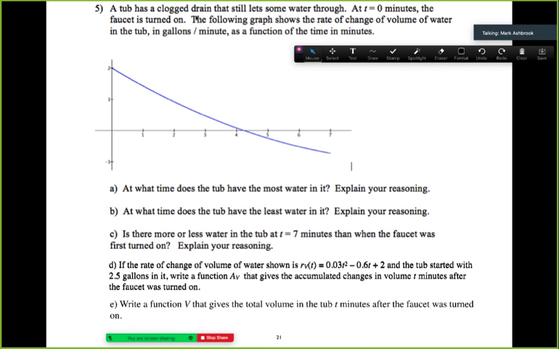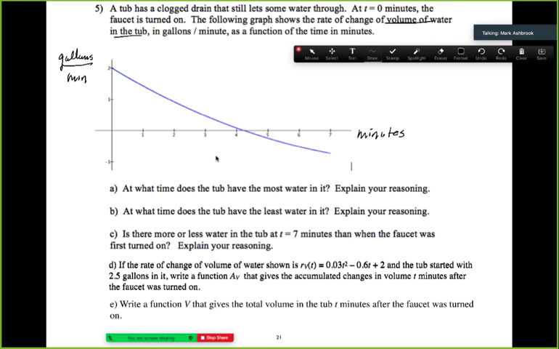So a tub has a clogged drain that still lets some water through. At t equals 0 minutes, the faucet is turned on. The following graph shows the rate of change of volume of water in the tub in gallons per minute as a function of time in minutes. So this is the rate of change, gallons per minute, and this is minutes. So it's the rate of change of volume in the tub. The rate at which water is going into or leaving the tub is changing according to this.